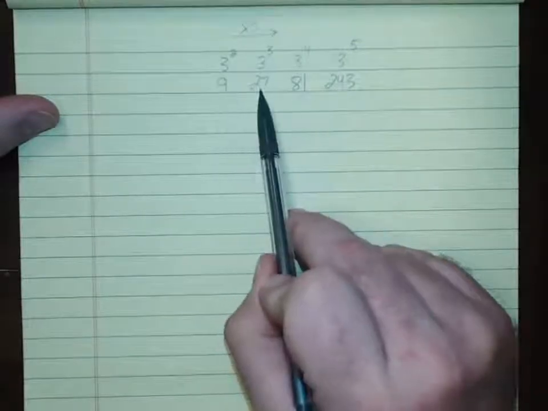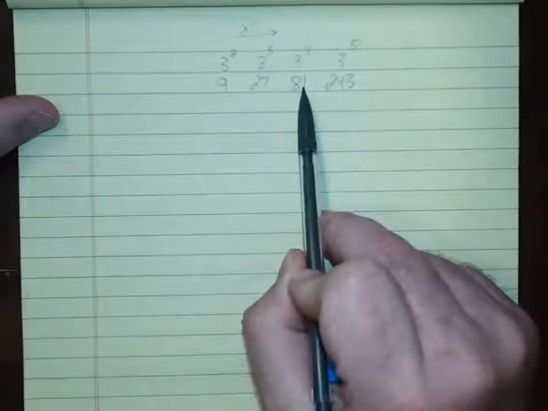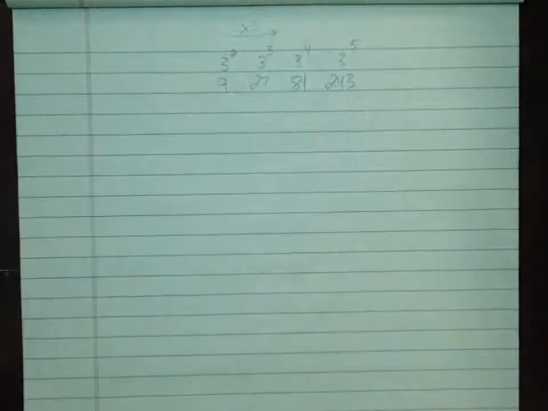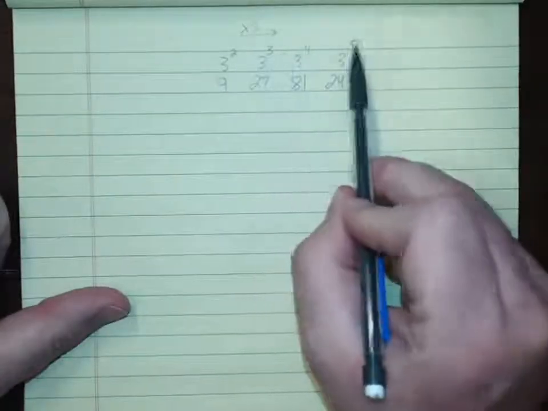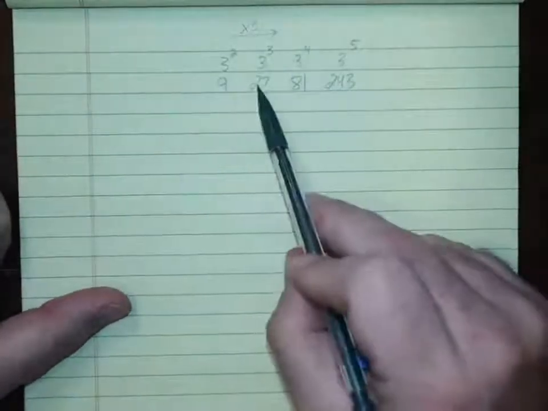9 times 3 is 27. 27 times 3 is 81. 81 times 3 is 243. The bigger the exponent gets, the more I'm multiplying by 3.